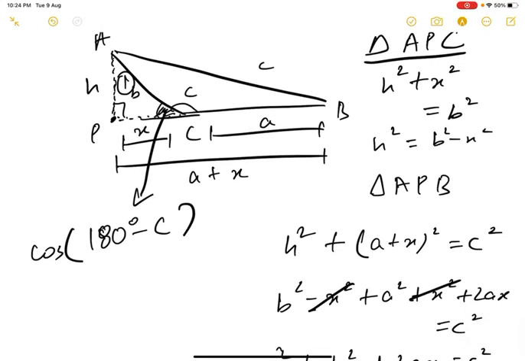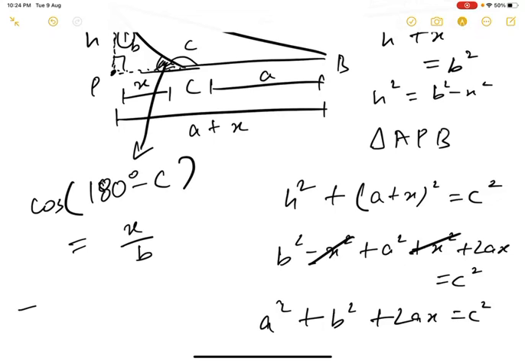What is the cos of this angle? Cos of this angle is nothing but adjacent upon hypotenuse, right? That is x divided by b. But what is cos of 180 minus c? Cos of 180 minus c is minus cos c. That is nothing but cos of pi minus c, right? That is what we studied earlier. That is how you make a cos negative, cos of c. So negative cos of c is x divided by b.